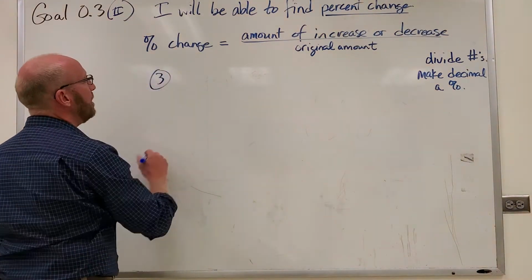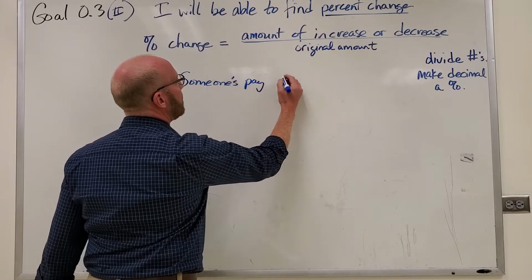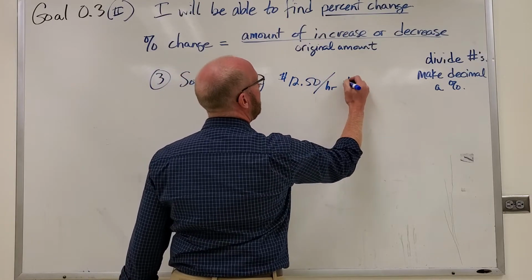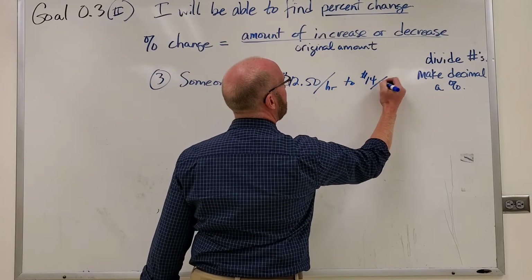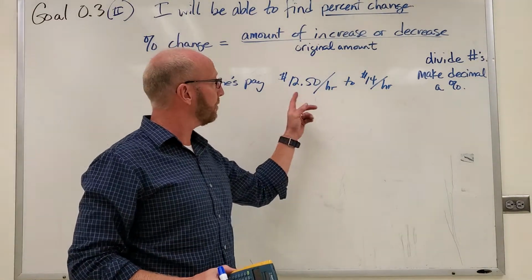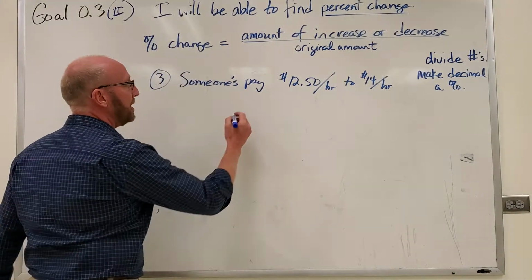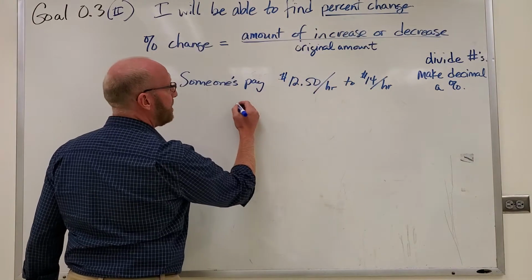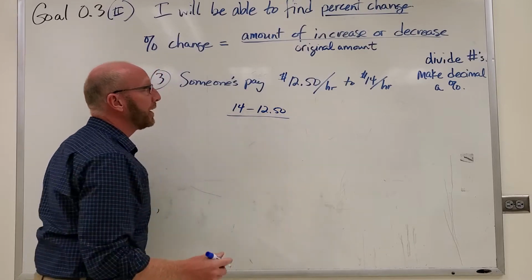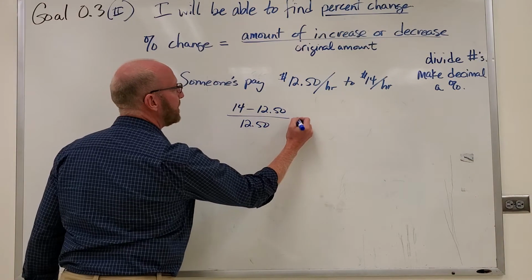Here's the third example. Someone's pay goes from $12.50 per hour to $14 per hour. If that was your salary or your wage increase from $12.50 to $14, what percent did it increase by? You would find the difference between 14 and 12.50. And we're going to divide that by the original pay. The original pay was $12.50.